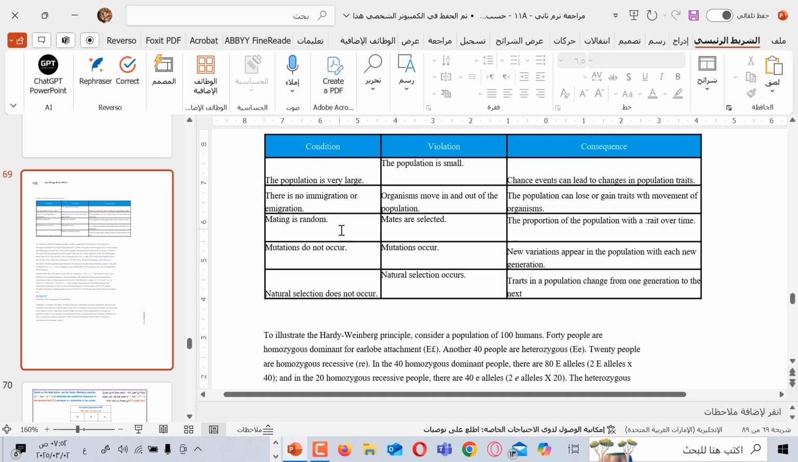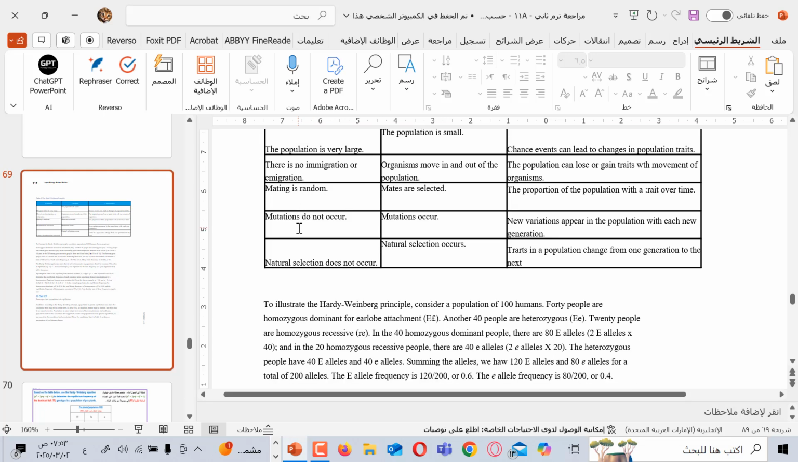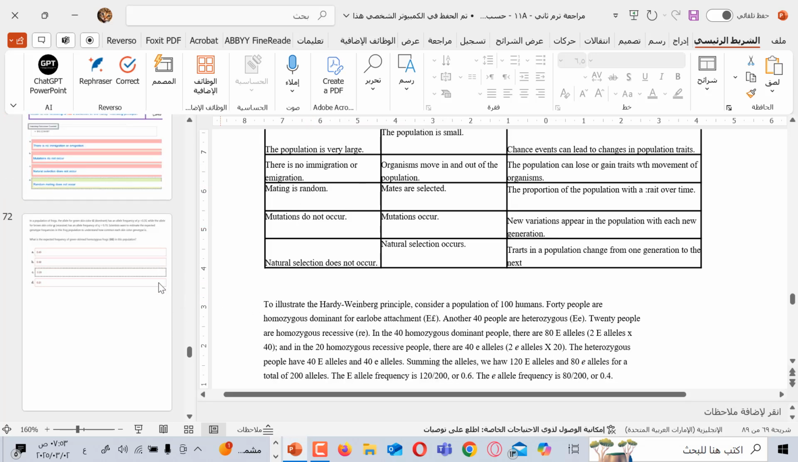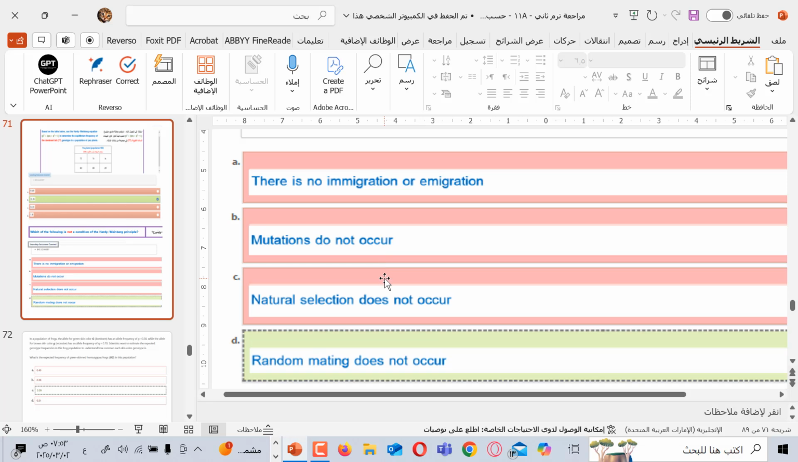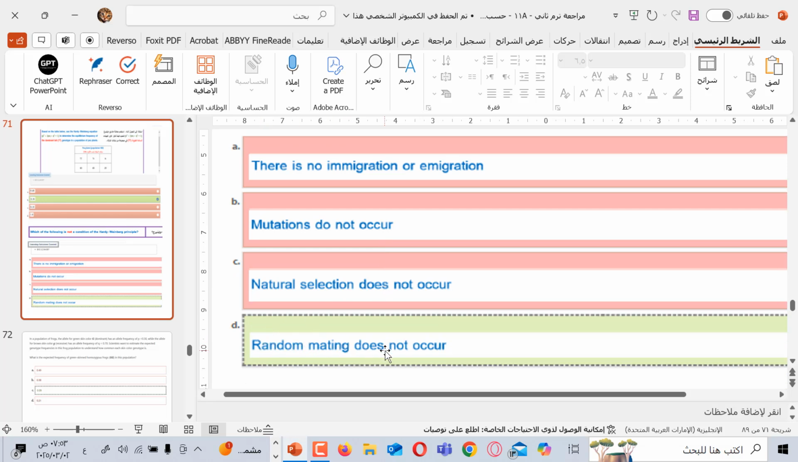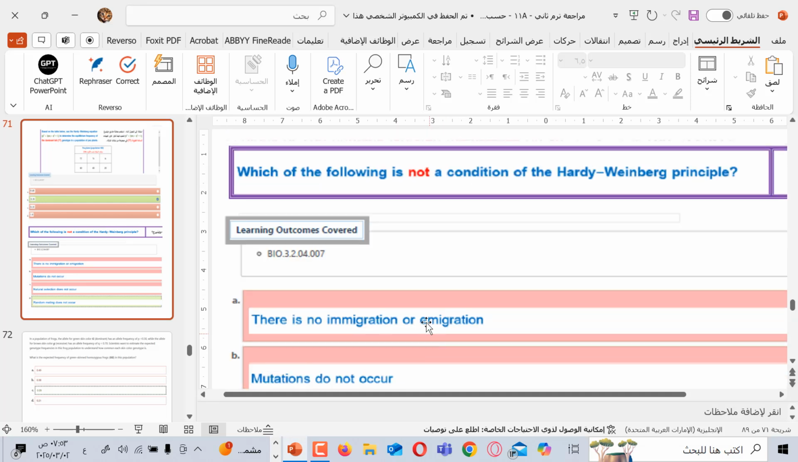immigration or emigration. The mating must be random. Mutation does not occur. Natural selection does not occur. Anything else, or the reverse of this, means evolution will happen. So if we see here that random mating does not occur, this is not a condition of Hardy-Weinberg.